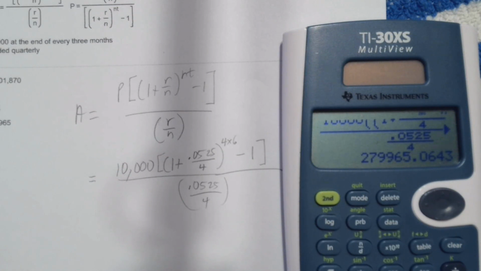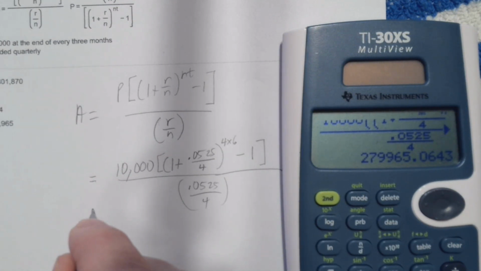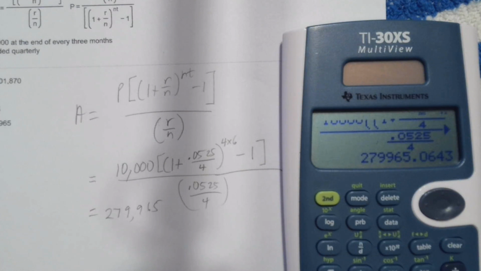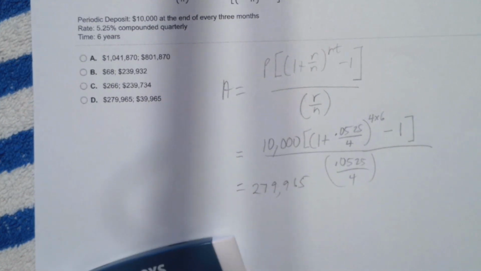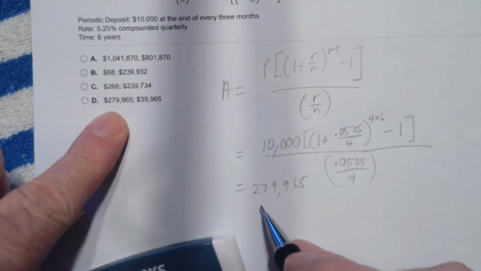There we go. Okay, so we get 279965. And it does, let's see, it does say round to the nearest dollar, so that would be the nearest dollar since it's 0.06. Okay. And so let's go over here to our answers. And you can see it's this one here.